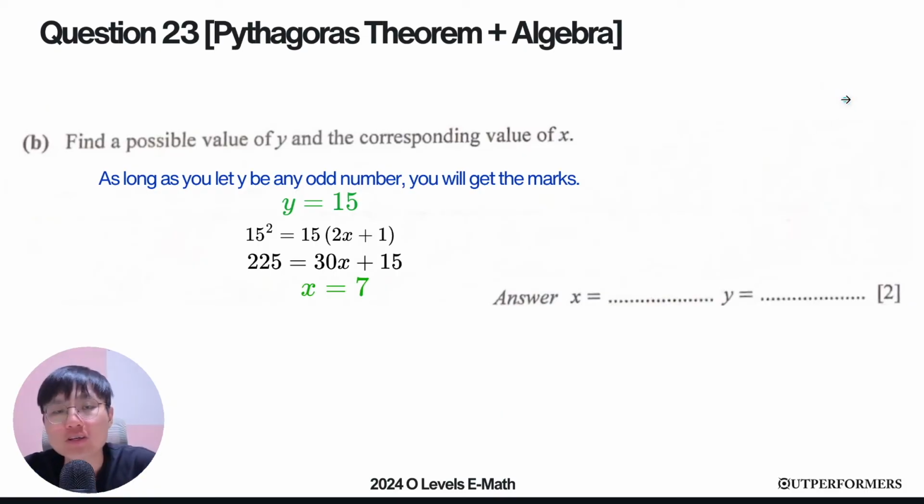Okay, so as I shift it around, x will give you 7, which means x will be equal to 7 while y is equal to 15. Okay, these are our two answers. So for this one, there's a combination of many possible values right here, as long as you make sure y is an odd number.